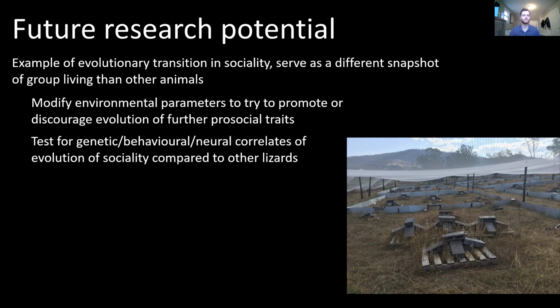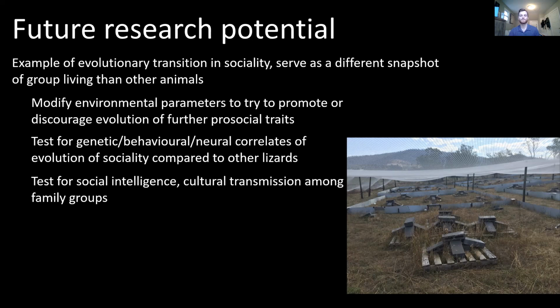Next, because the Egernia group of skinks represents a detailed phylogeny of roughly 30 species, they offer a great system for us to do comparative or phylogenetic studies where we can test for genetic, behavioral, neural, environmental correlates of sociality by comparing these traits in the more social Egernia species to less social species in the group.